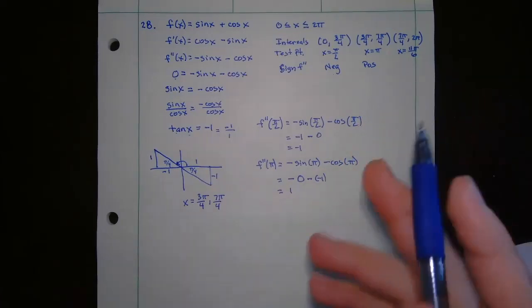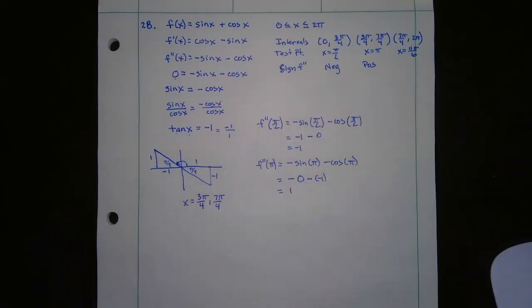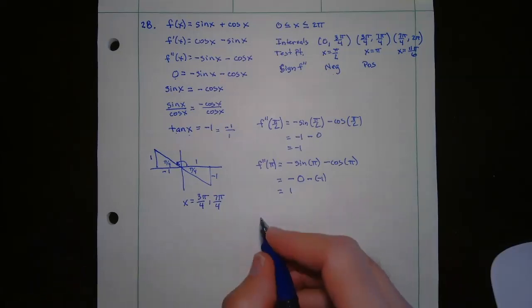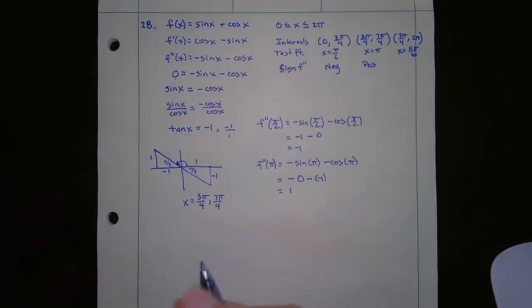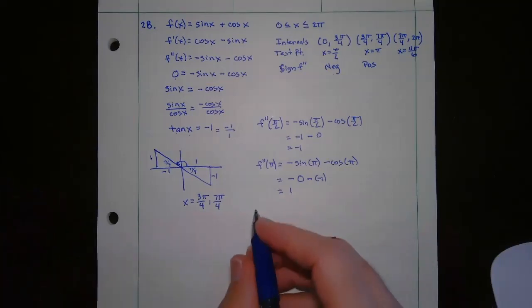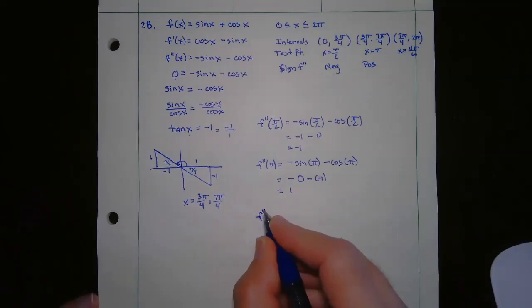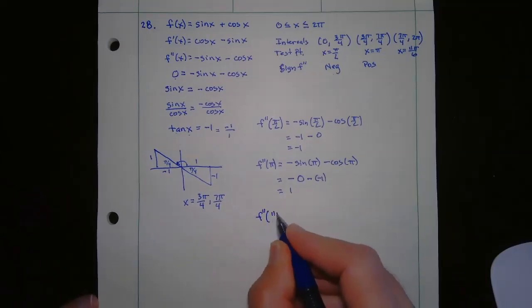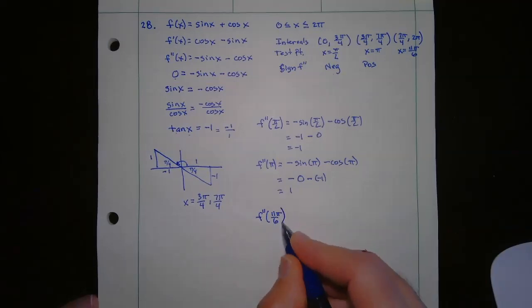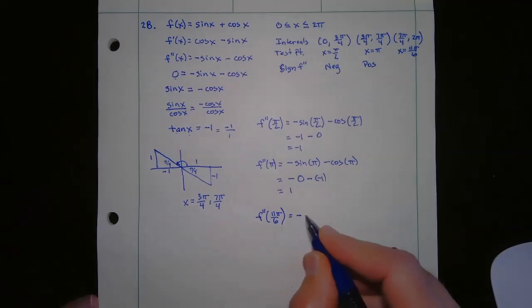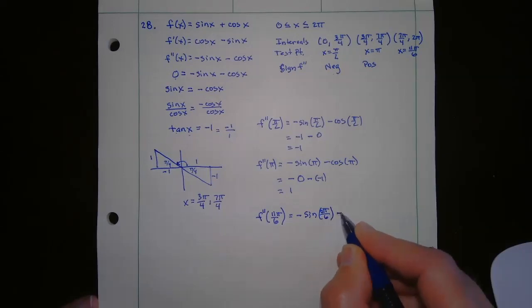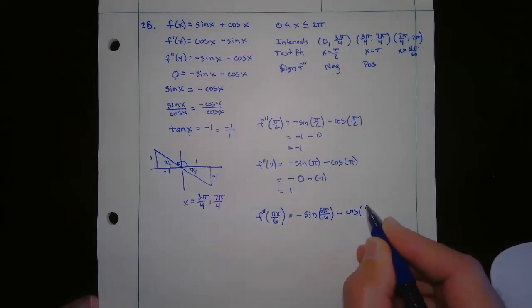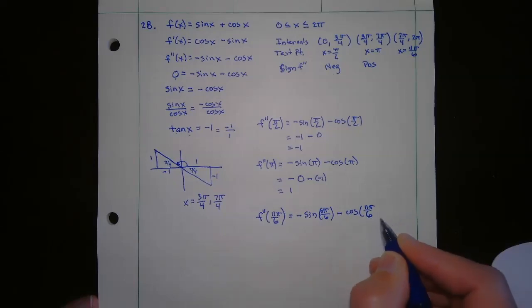Now I want to do this because we're not going to have multiple choice, so I want to finish this off. This is a really good problem that they might ask you on the exam this year, because it's not one that you can just look up really quick and find. All right, so f double prime of 11 pi over 6 would be negative sine of 11 pi over 6, and then minus cosine of 11 pi over 6.